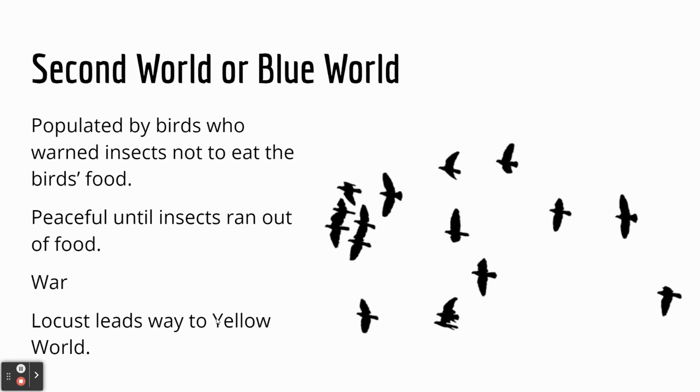The second world was populated by birds who warned the insects not to eat the birds' food. Everything was peaceful until the insects ran out of food. Then there was a huge war. It doesn't take much imagination to understand that the birds won. And Locust, as Locust is wont to do in this story, leads the insects from the second world, the Blue World, into the third world, the Yellow World.